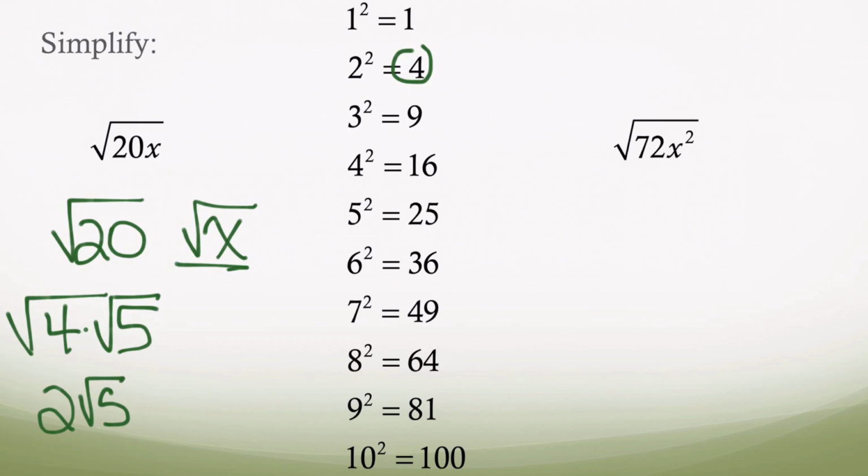It's really the same idea as we were doing before. We're trying to find the largest perfect square that goes into x. Well, there is no perfect square for x because it's just x all by itself. So that can't be simplified any further. So that x is going to go back under where the 5 is. So the square root of 20x simplifies into 2 times the square root of 5x.